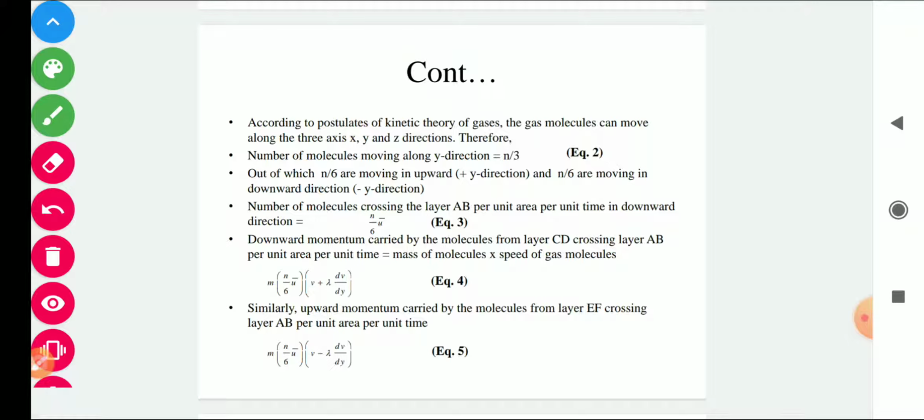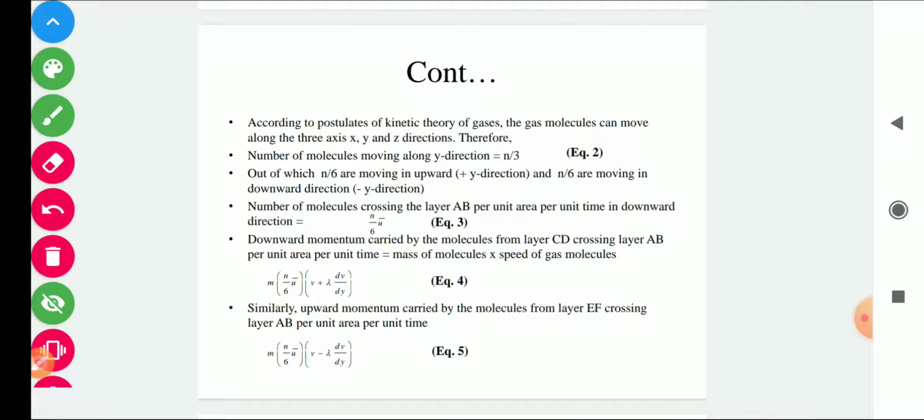So we are multiplying this u bar, the average velocity, by the number of molecules n by 6. Similarly, this is n by 6 into u bar.